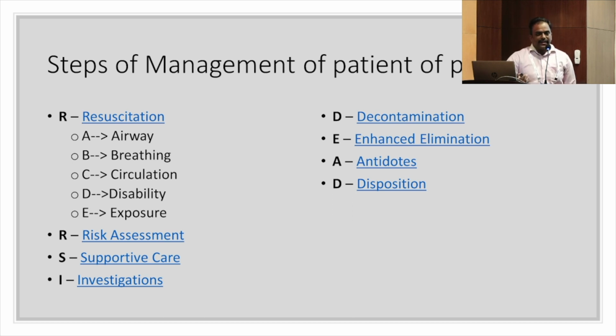So steps in the management of poisoning would be RRSI DEAD. R is resuscitation, which is A, B, C, D, E. Then the next R is risk assessment: how much he has taken, what time he has taken, what treatment he has undergone, and what is the risk of this patient going into severe toxicity. Then is your supportive care and investigations. Then decontamination, enhanced elimination. If there are any antidotes, please give the antidotes, and the way to treat these patients, that is disposition.